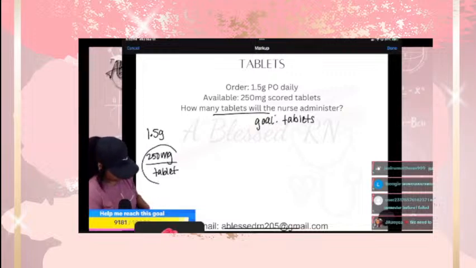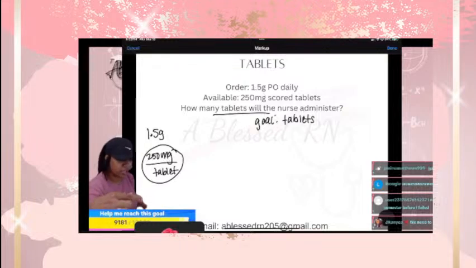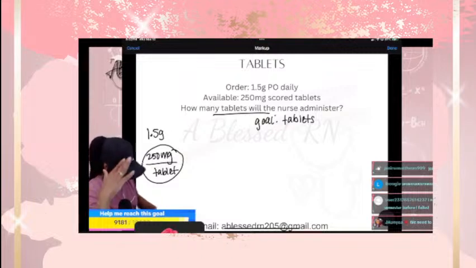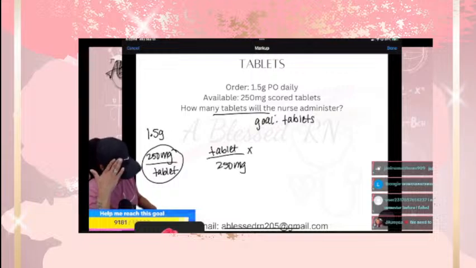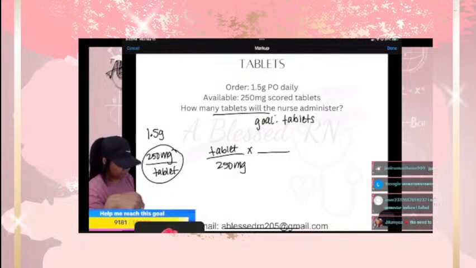So I'm going to take this puzzle piece. The puzzle piece is the puzzle piece no matter how much you flip it, you turn it, you rotate it, right? So we can flip this one upside down because we want the tablets. So we start with what we're looking for and we put that on top. Tablet over 250 milligram. So now we have milligrams at the bottom, but we don't have milligrams right here.